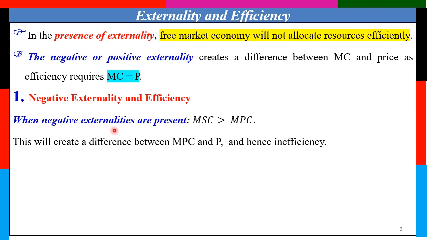When negative externalities are present or exist, marginal social cost is greater than the marginal private cost. It means that the expenditure made by the society is greater than the expenditure made by the individual. This causes what? Market inefficiency or market failure. This will create what? A difference between marginal private cost and the price, and hence inefficiency.